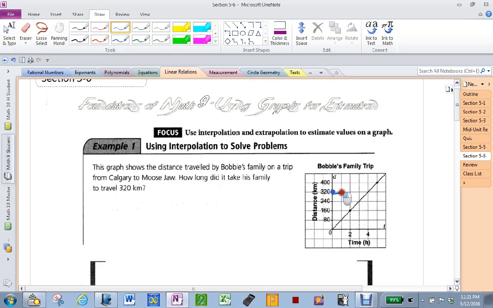And then you go out until you find a line. So that has the y value of 320, doesn't it? And it makes a triangle. But it's got no x value. The x value is where the time is. So I go down, and I find the time was 4 hours. So the point on the graph is 320, and the x value is the time. So it took her 4 hours.